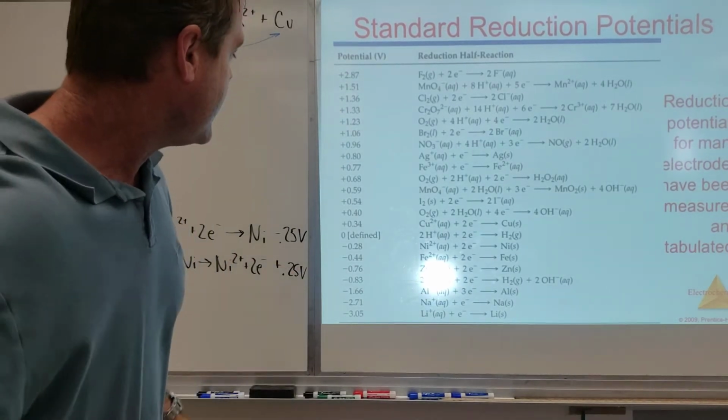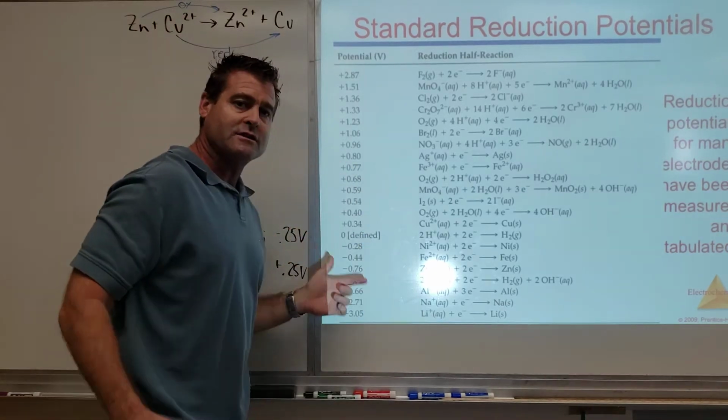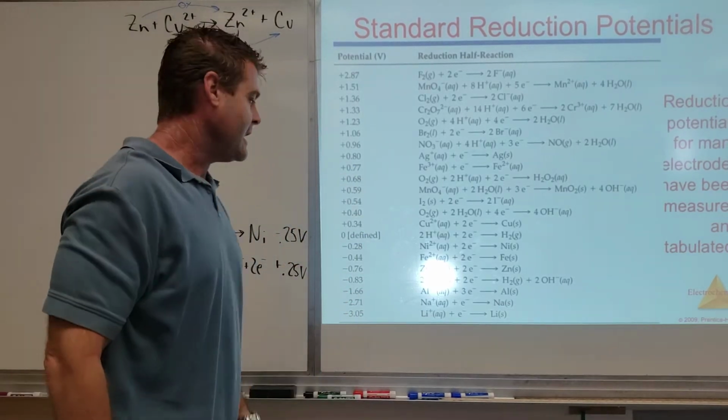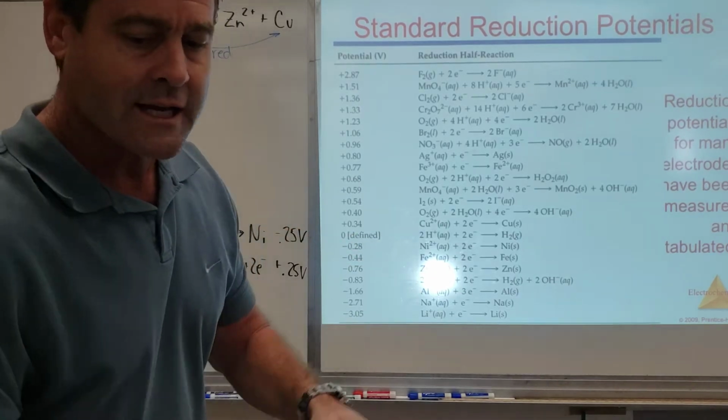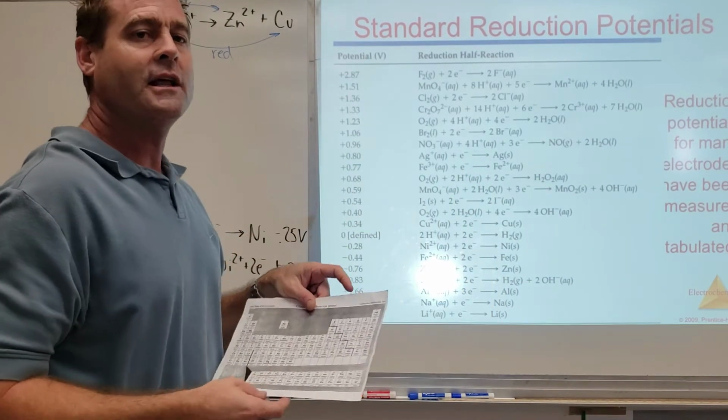And then look at the ones that have negative reduction potentials, indicating they're not likely to be reduced, not likely to gain electrons. Look at nickel, iron, zinc, aluminum, sodium. What are those guys? Aren't those all metals on the left side of the periodic table?